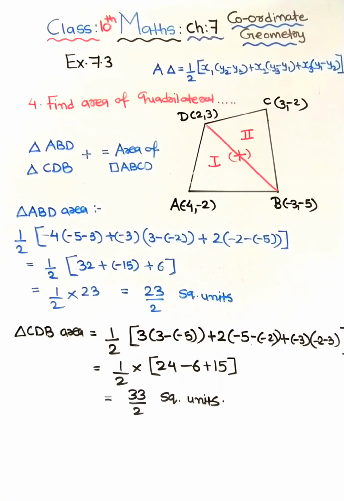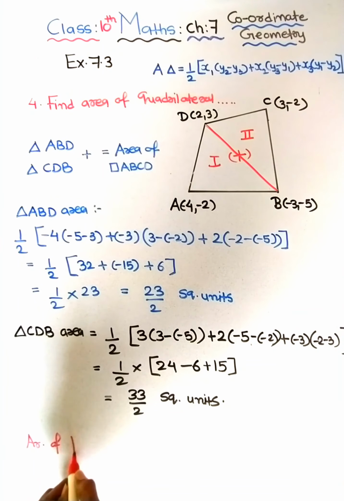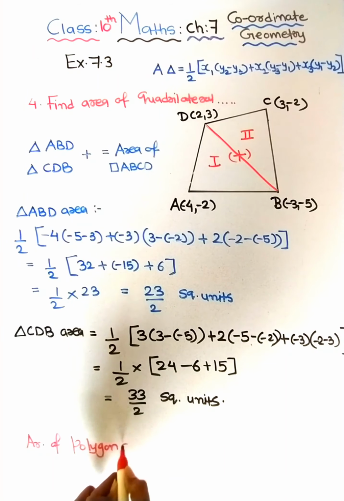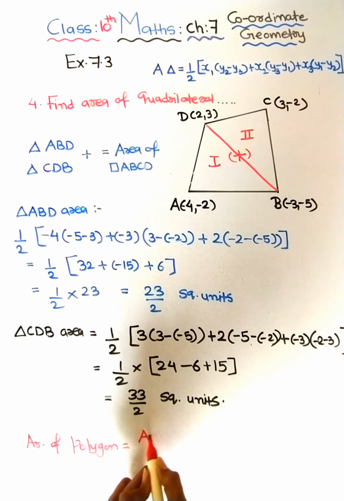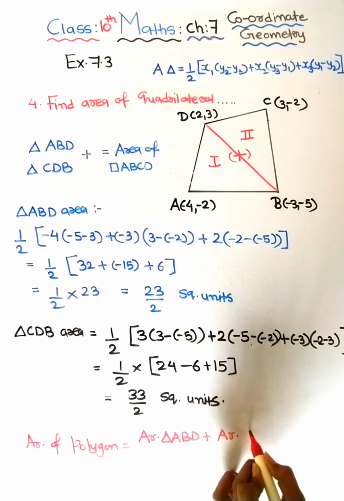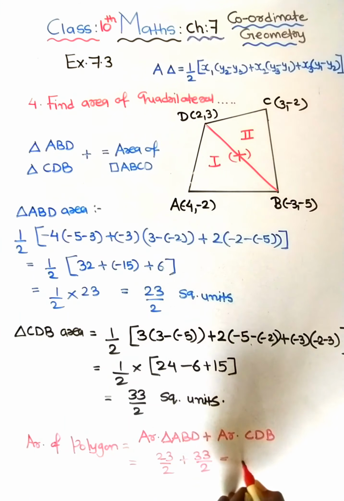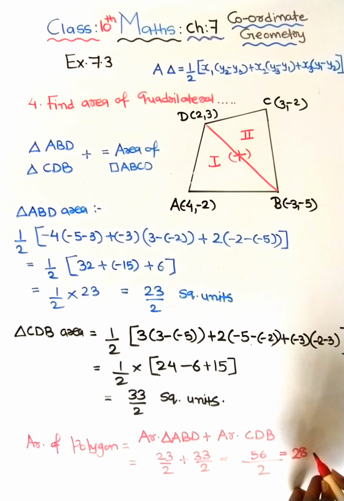Now what will be the final answer? The final answer is area of polygon equals area of ABD plus area of CDB. That means 23 by 2 plus 33 by 2. 2 is common. 23 plus 33 is 56. So the final answer is 56 by 2, 28 square units will be our answer.